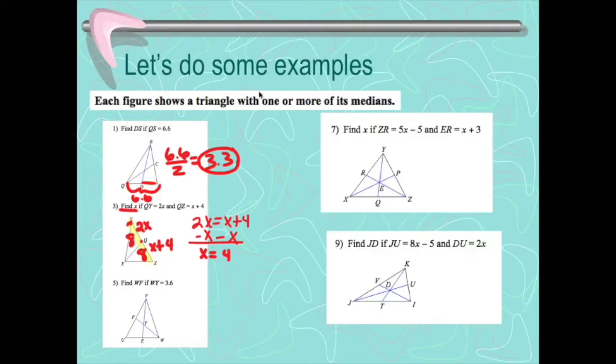WF, the whole thing, is what we're looking for. And they tell us that that little piece right there is 3.6. What is the relationship between the whole and the piece that we know? The piece that we know is 2/3 of the whole, correct? Correct. So we would multiply that times 2/3.